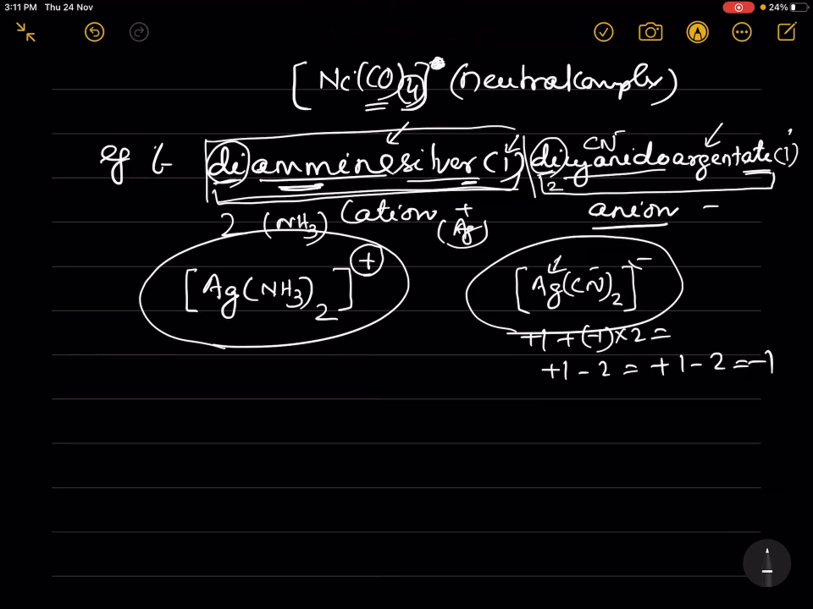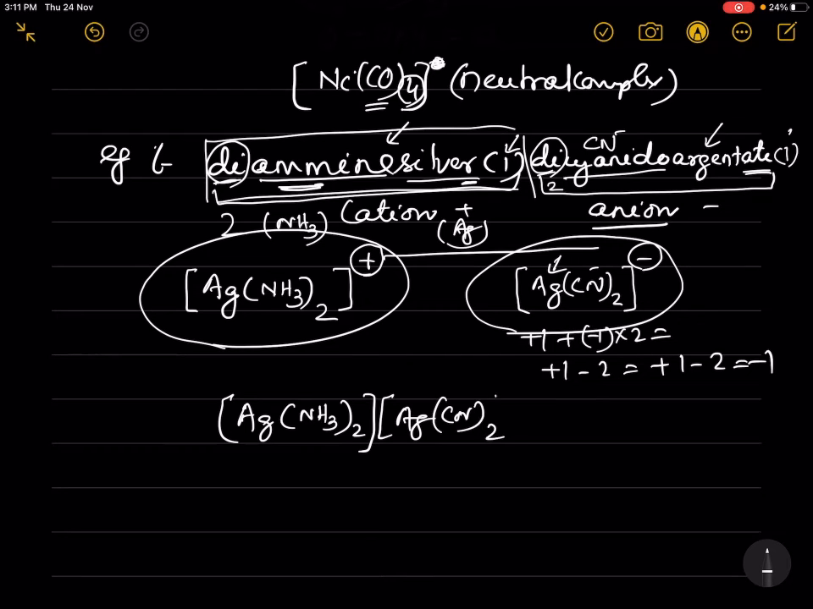So I can write [Ag(NH3)2][Ag(CN)2]. This is diamminesilver(I) dicyanidoargentate(I).